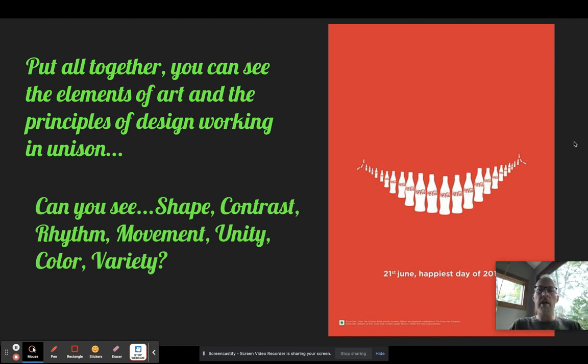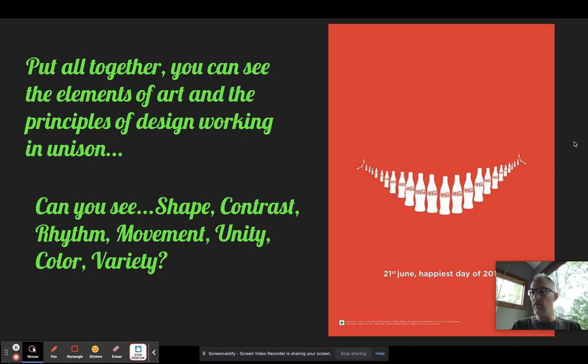Once you start putting these all together, you can see the elements of art and the principles of design working in unison. In this one Coca-Cola ad, can you see the shape of the Coca-Cola bottles and the shape of the mouth that's coming out because of the shape that they're putting in? The contrast of the colors, the contrast of the shape, the contrast of the size and scale. Do you see the rhythm of the lined up Coca-Cola bottles going from one side to the other to create a movement? Do you see unity? Does everything fit in this ad? Is there anything that's sticking out that doesn't seem to fit?